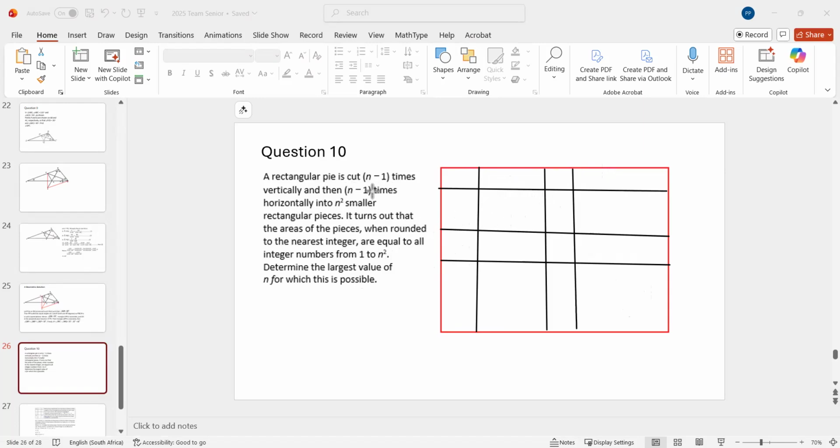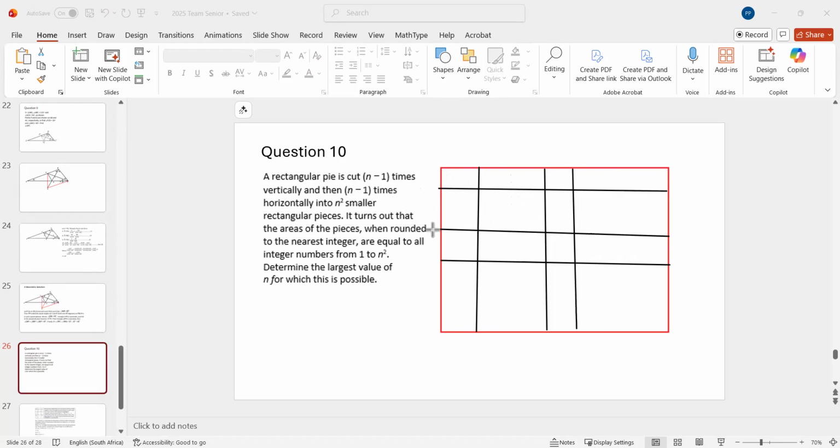If n is 4, it's n minus 1 times, so it's 1, 2, 3. So you got 3 cuts. And the number of rectangles is 16, 4 squared. So that's how you get n squared smaller rectangular pieces.